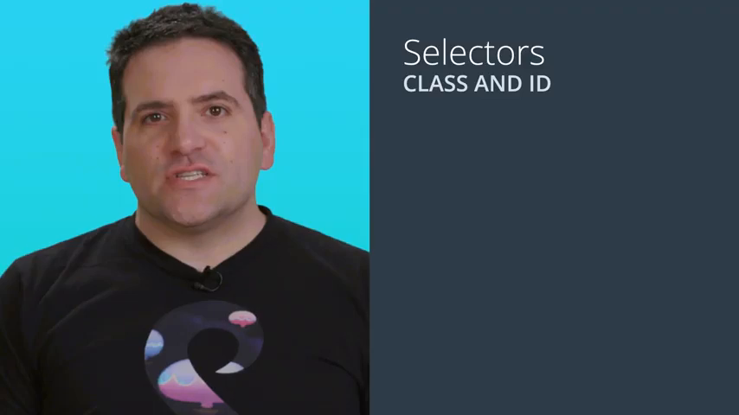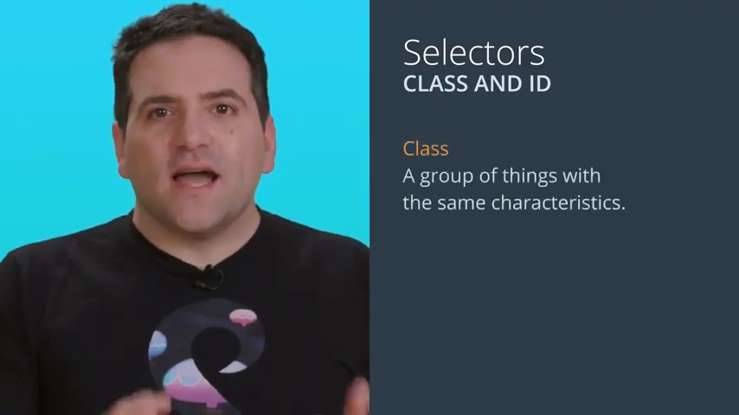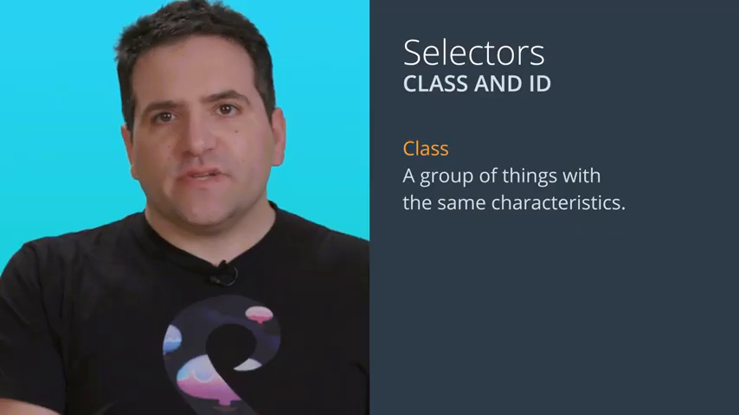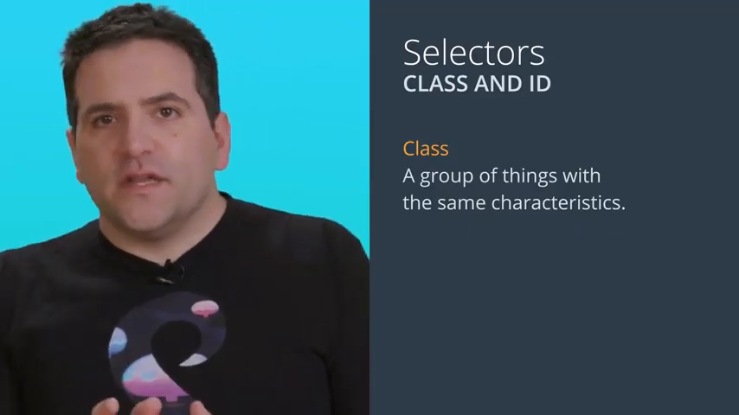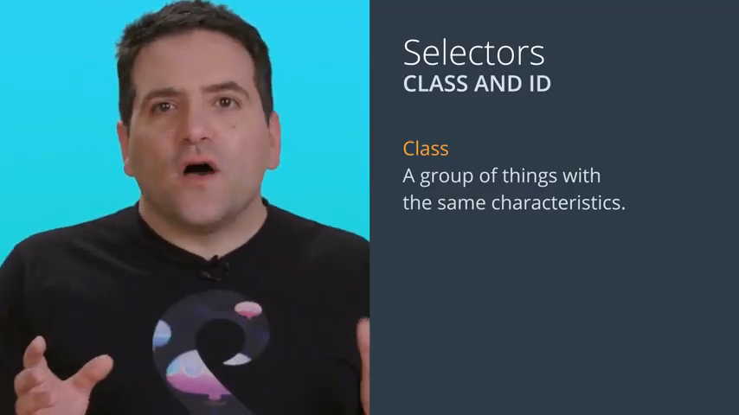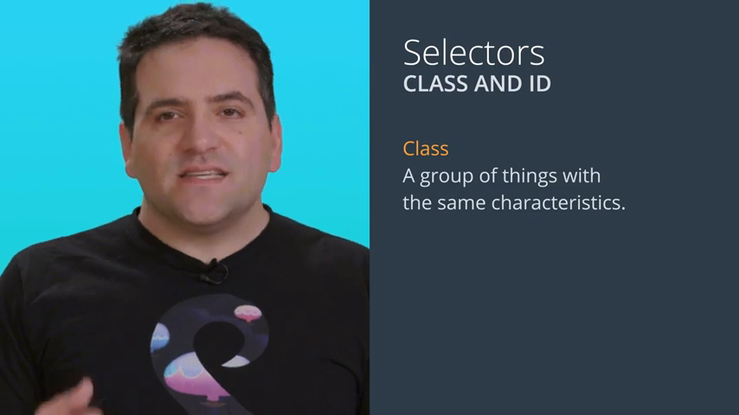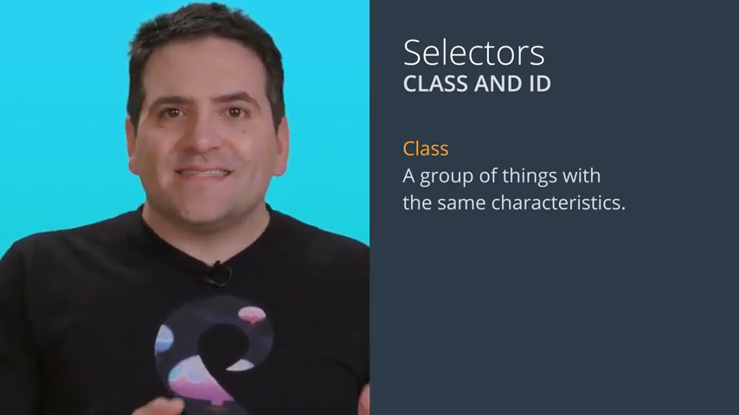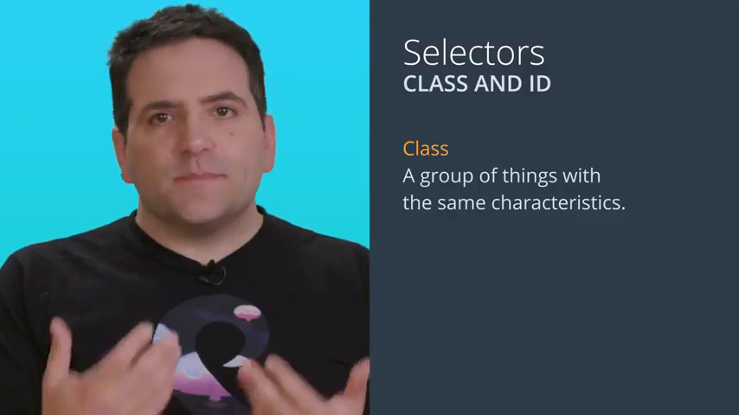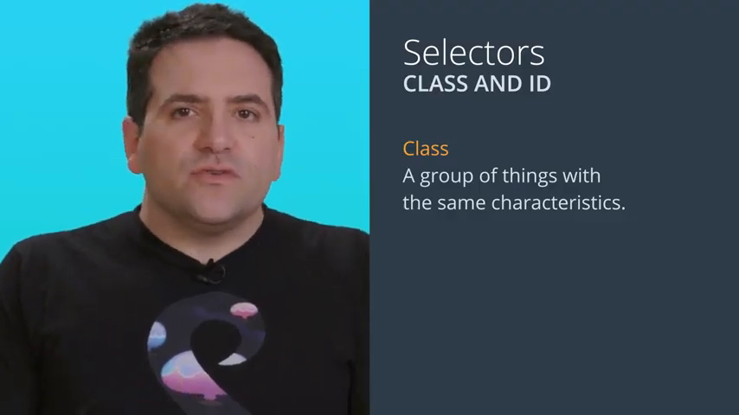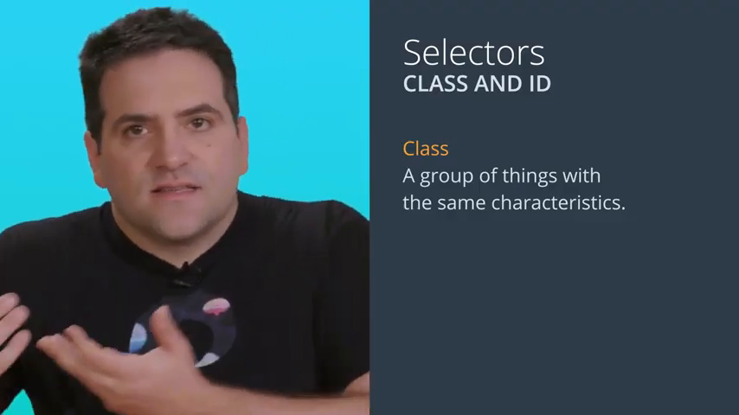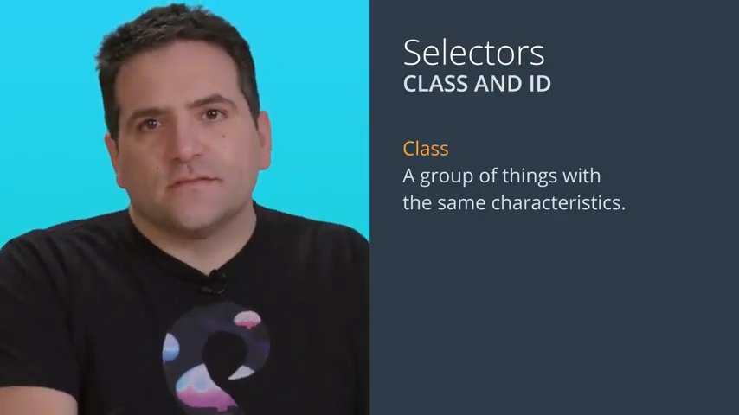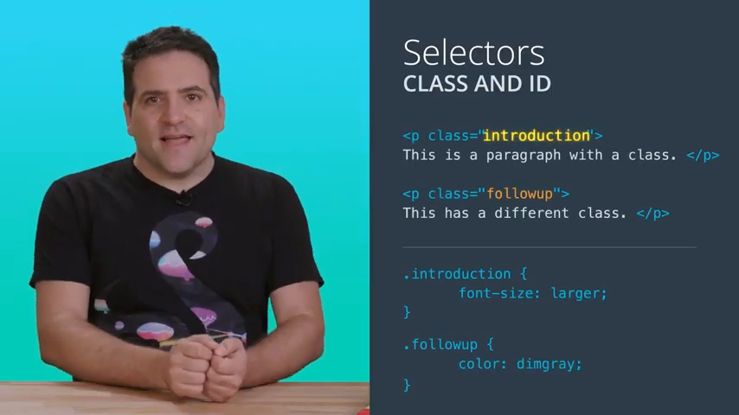In computer languages, class is a really common word for a group of things with the same characteristics. As you go on in computing, you'll see lots of other examples of classes in different languages. But for now, here, a class in HTML is just a special attribute that we can use to say that, for instance, some paragraphs need to have different style than other paragraphs. So how do you create a class?